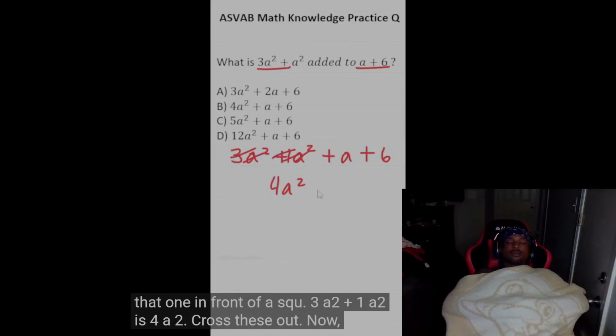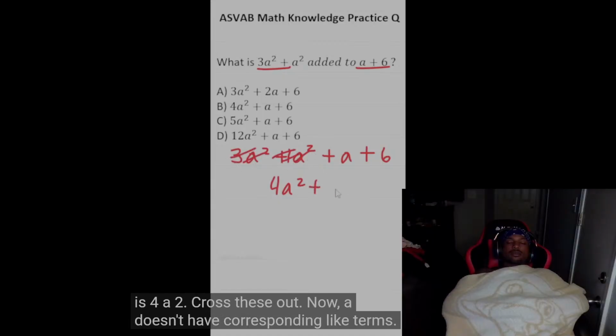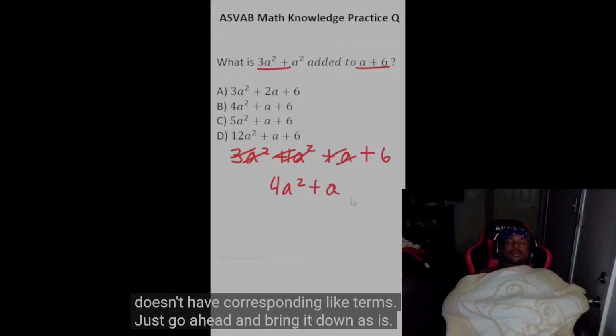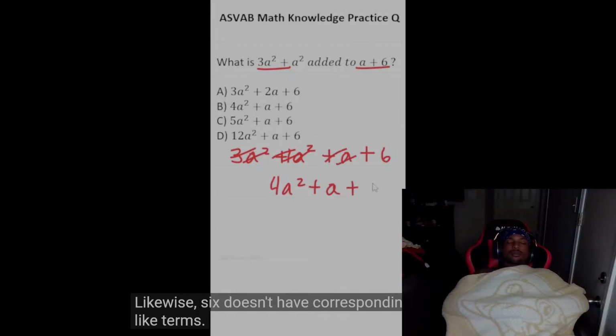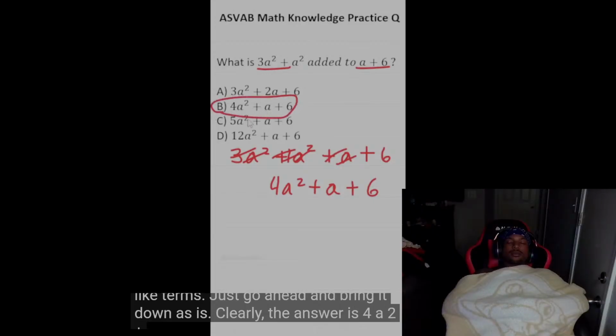Cross these out now. a doesn't have corresponding like terms. Just go ahead and bring it down as is. Likewise, 6 doesn't have corresponding like terms. Just go ahead and bring it down as is. Clearly, the answer is 4a squared plus a plus 6, answer choice B.